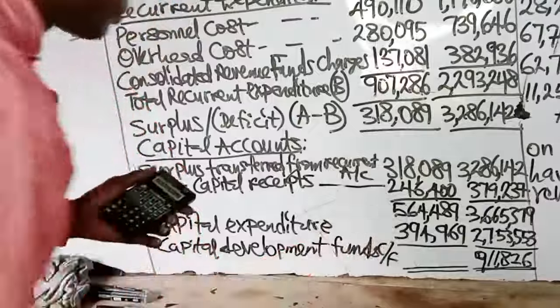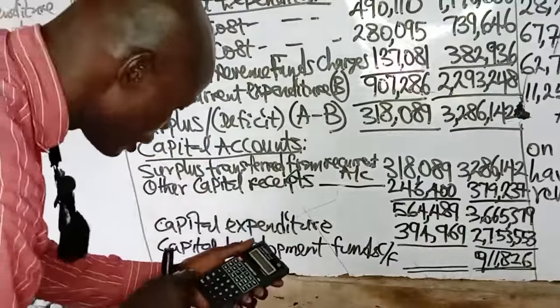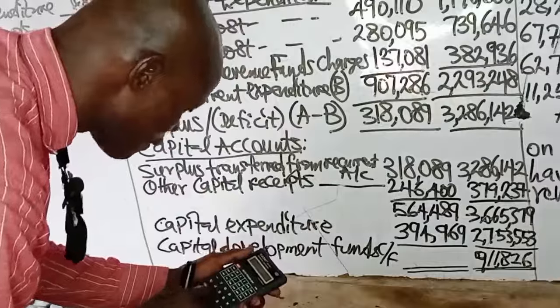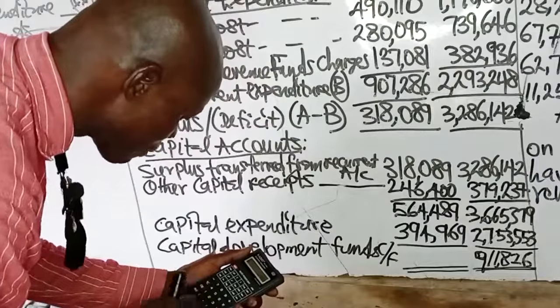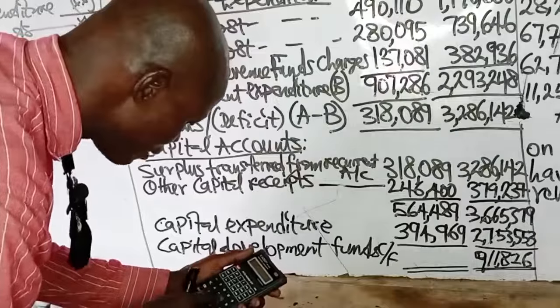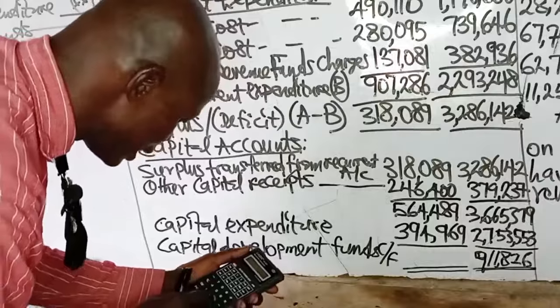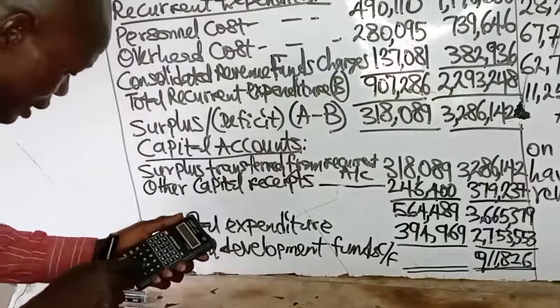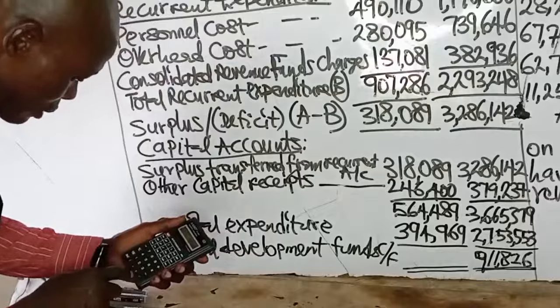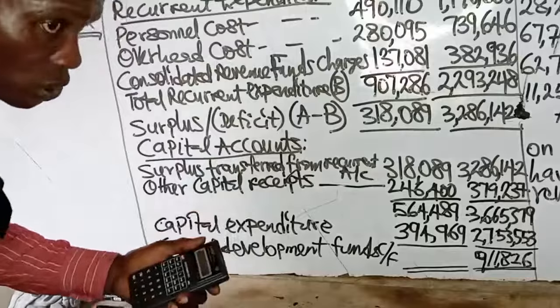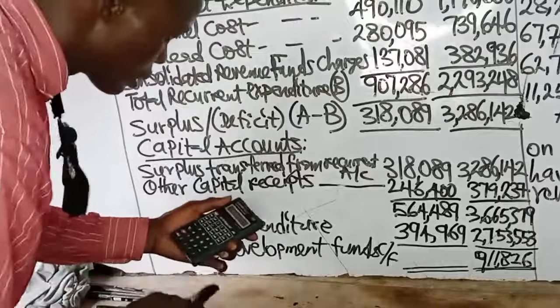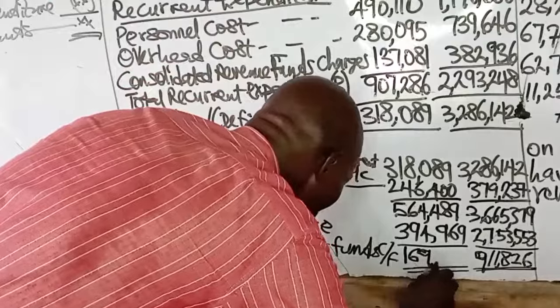That of 2017, you have 564,489 minus 394,969. Then you have 169,520. Let me reconfirm. So 169,520.